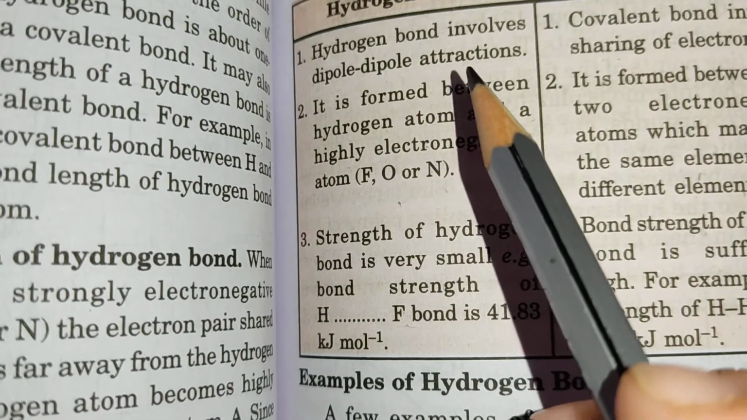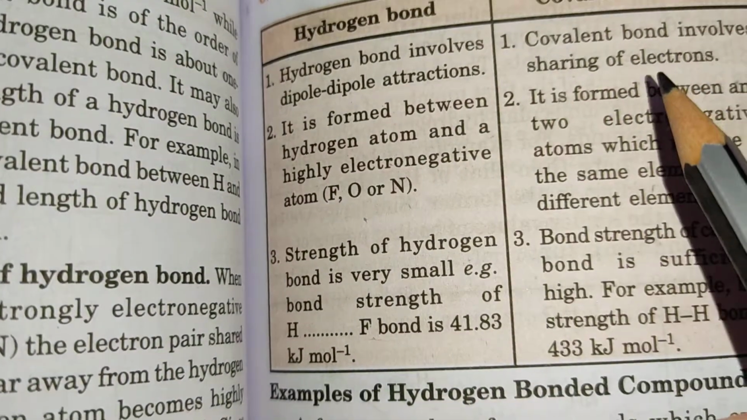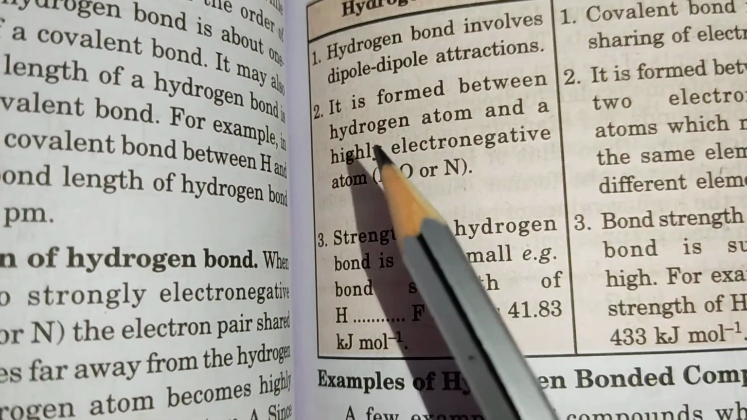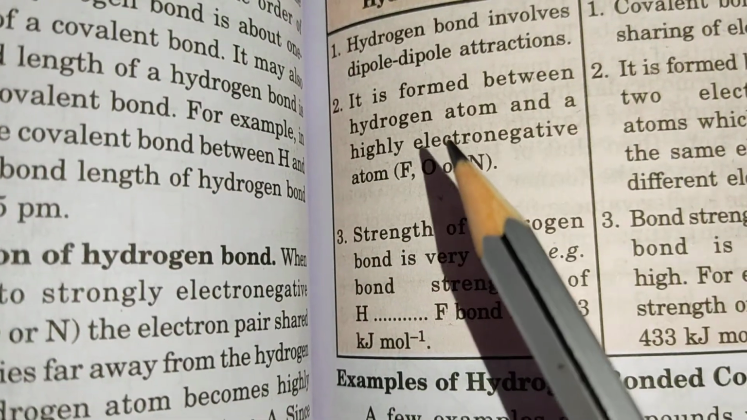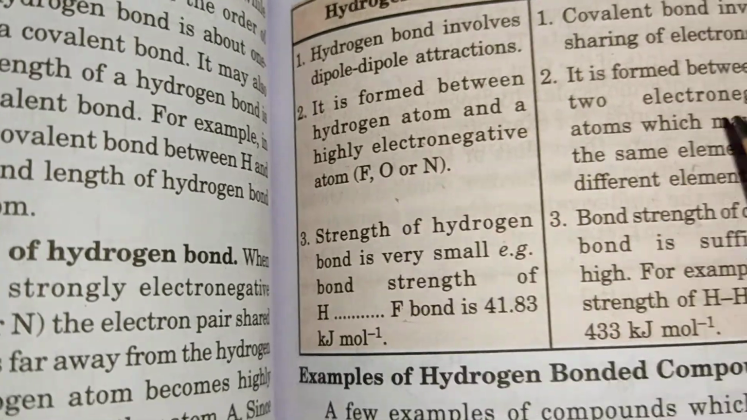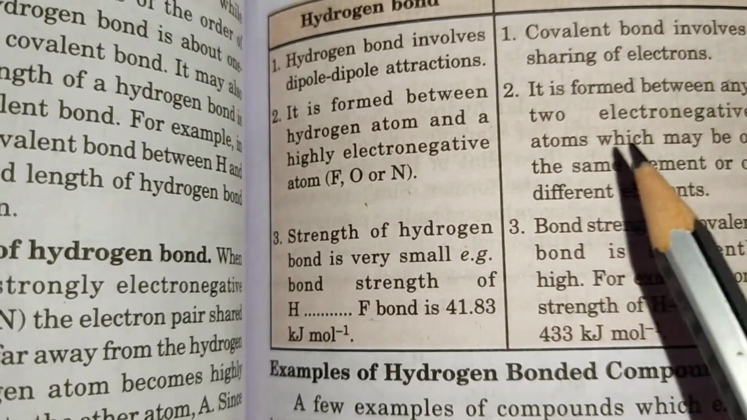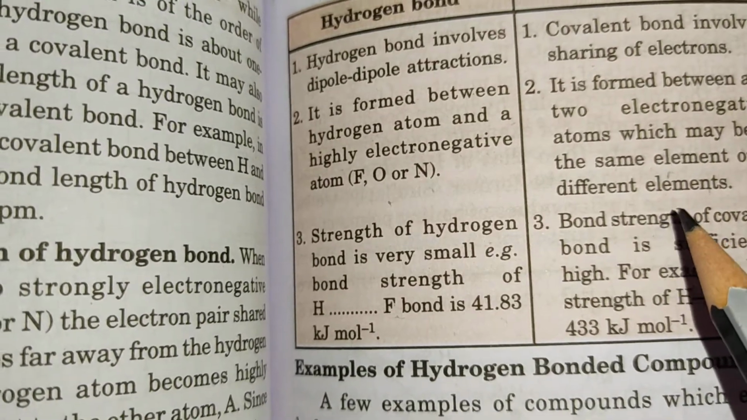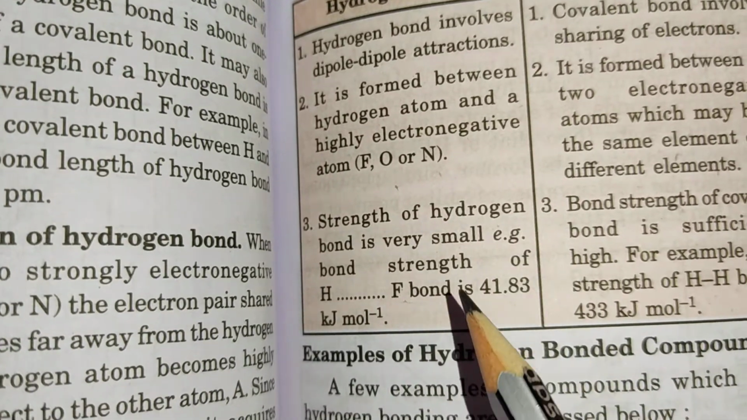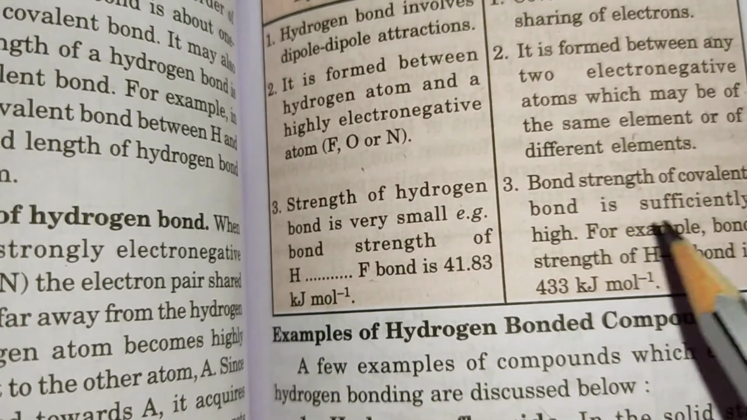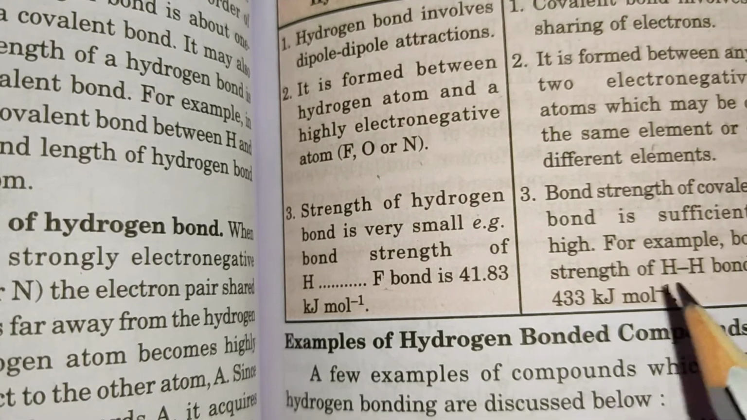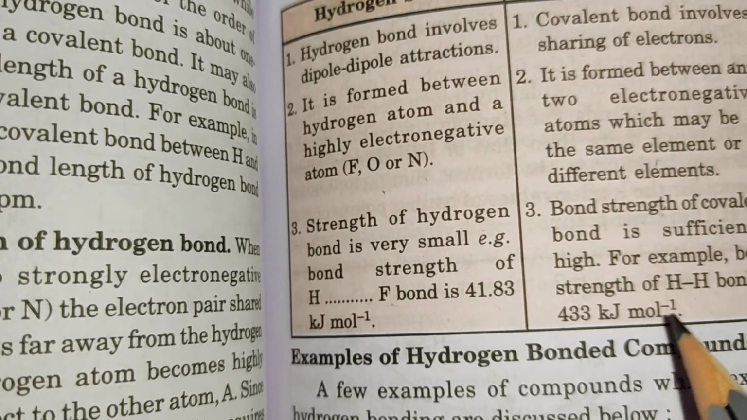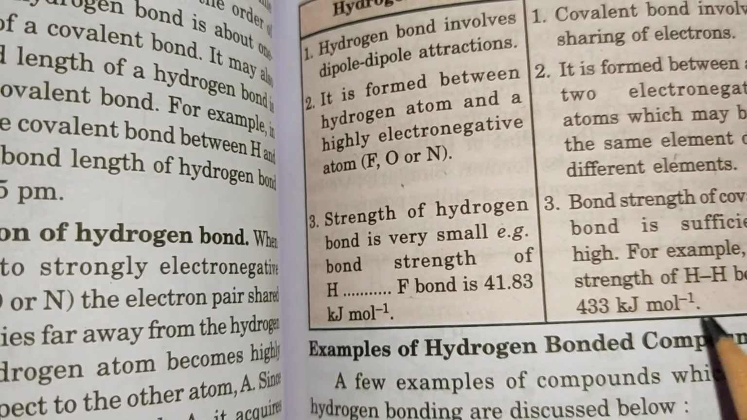Then we come to the difference between a hydrogen bond and a covalent bond. See, hydrogen bond involves the dipole-dipole attractions, whereas covalent bond involves the sharing of electrons. And then hydrogen bond is formed between hydrogen atom and the highly electronegative atom, and covalent bond is formed between any two electronegative atoms which may be of the same element or of different elements. The strength of the hydrogen bond is very small and the bond strength of the covalent bond is high. So for this hydrogen bond, this is a covalent bond and this bond strength is 433 kilojoule per mole.